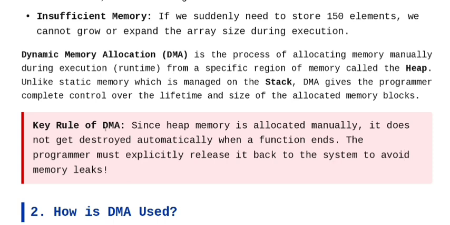Note it down. Here's a key rule. Since heap memory is allocated manually, it does not get destroyed automatically when a function ends. The programmer must explicitly release it back to the system to avoid memory leaks.